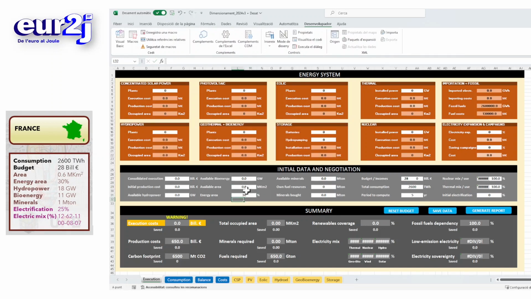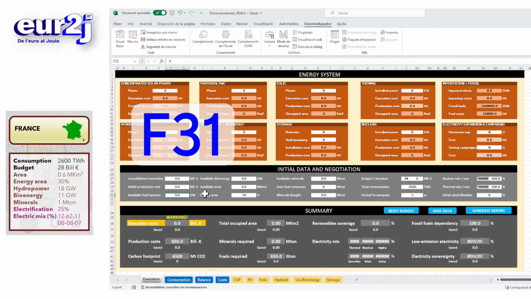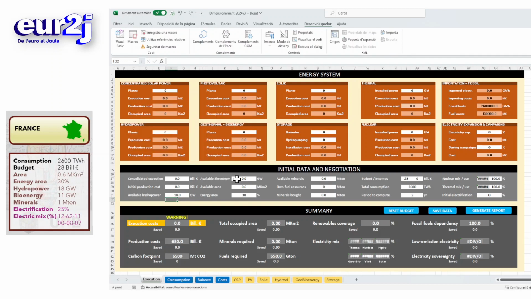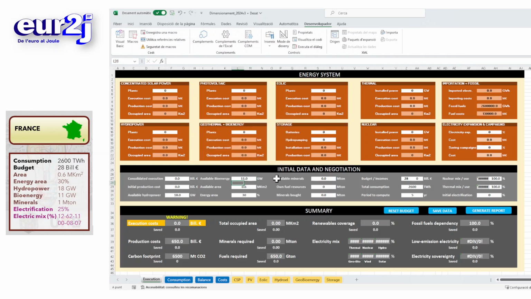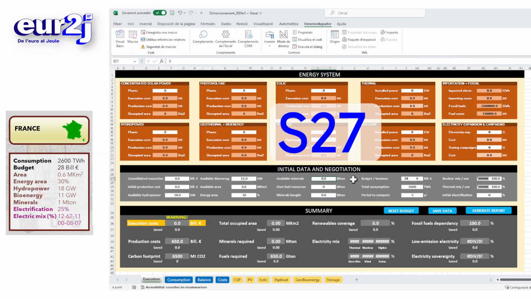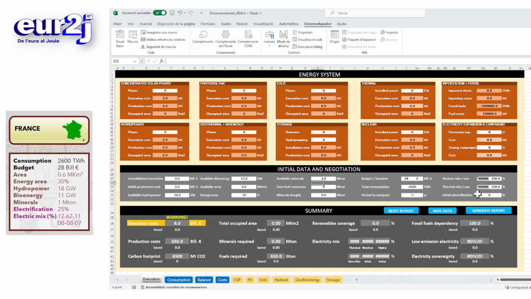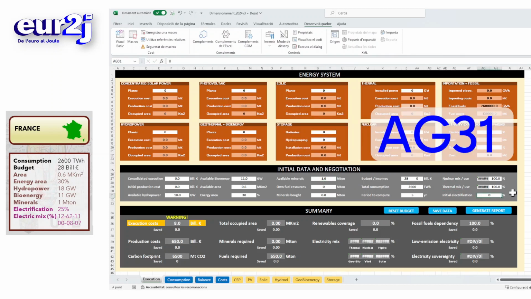Next, the hydropower capacity of your country must be introduced into cell F31. Bioenergy capacity goes into cell L27, and the mineral resources available into cell S27. The electrification rate is introduced in cell AG31.